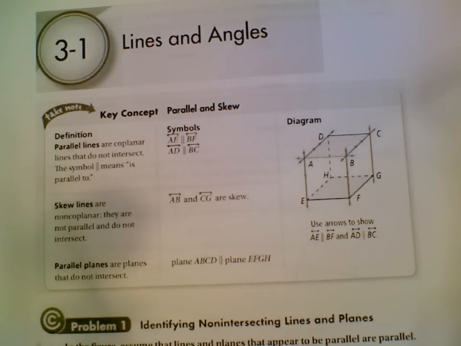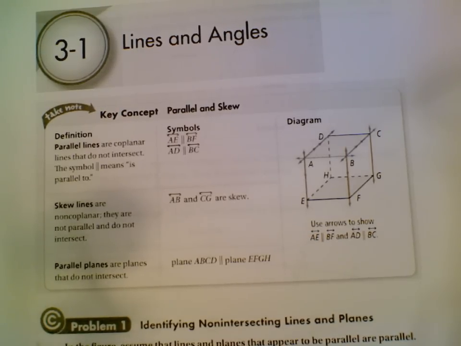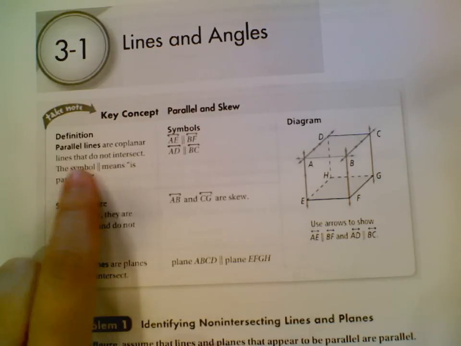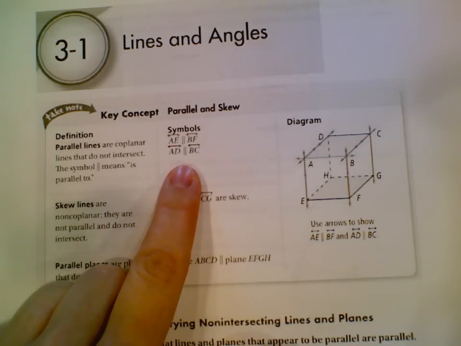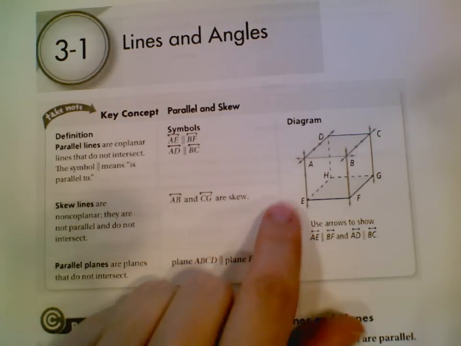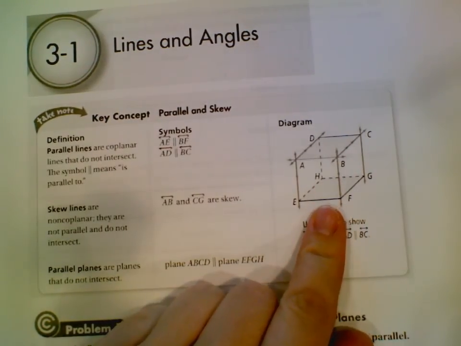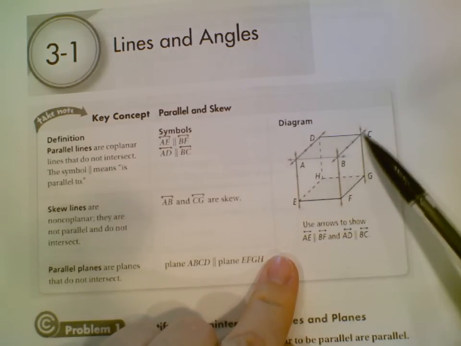Chapter 3.1 is about lines and angles. There are three definitions that we're going to talk about first. Parallel lines. Parallel lines are coplanar lines that do not intersect. When you see those two bars put in between lines, that represents them being parallel. So for example, over here, you have AE parallel to BF. You also have AD parallel to BC.